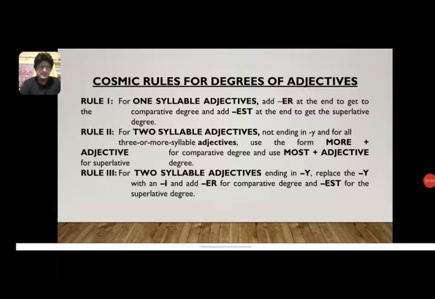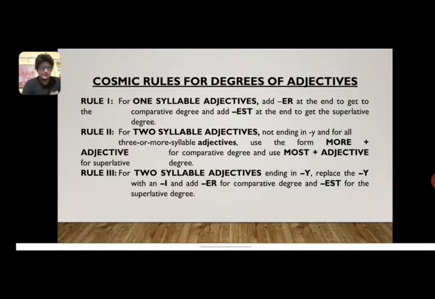Alright, children, let's understand rule number 2 now, for two syllable adjectives. Children, we've already talked about syllables. We have a thorough understanding of what syllables are. So, based on that, we can say there are several two syllable adjectives. I'll quote a few. For example, peaceful, pleasant, careful, thoughtful, and there are quite a few others.